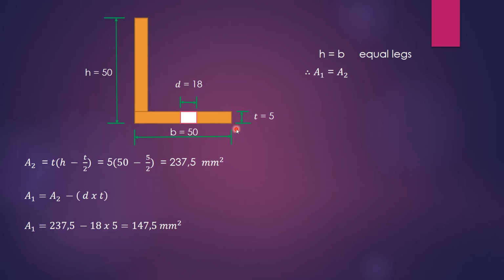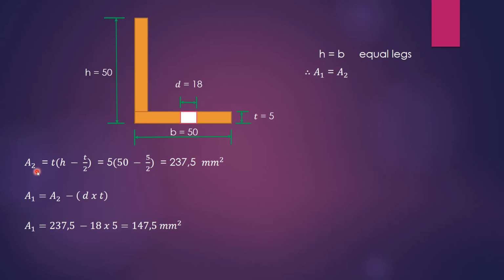According to our selection, you remember that your h is 50 and your b is 50. So they are equal. And then your t is 5. So h is equal to b. If h is equal to b, then area 1 will be the same as area 2. Having that in mind, let us calculate area 2 first. Why? Because it's the unconnected leg.